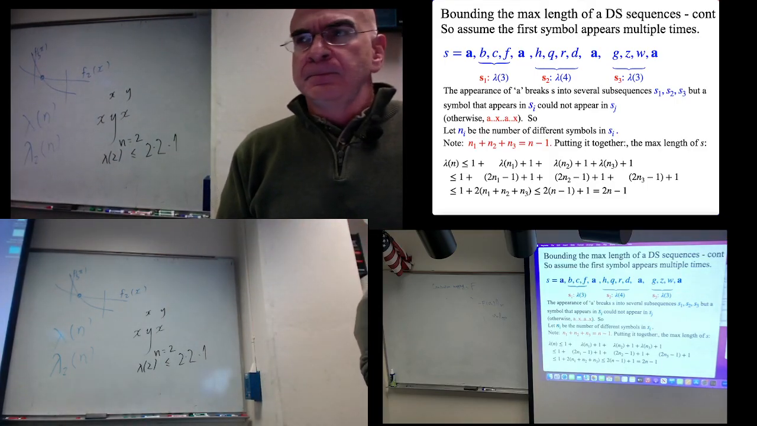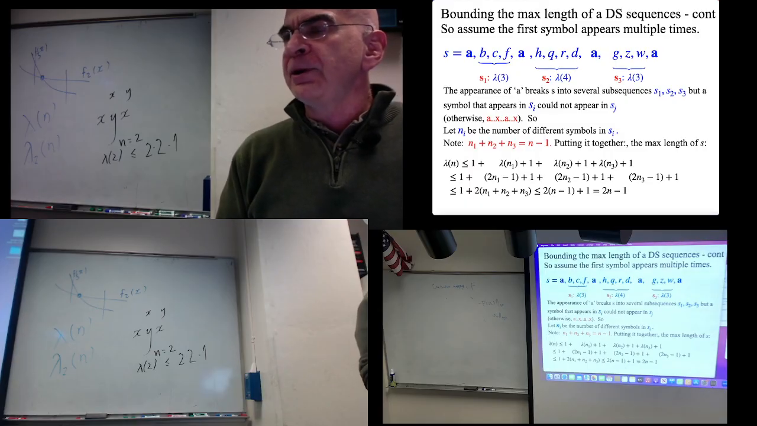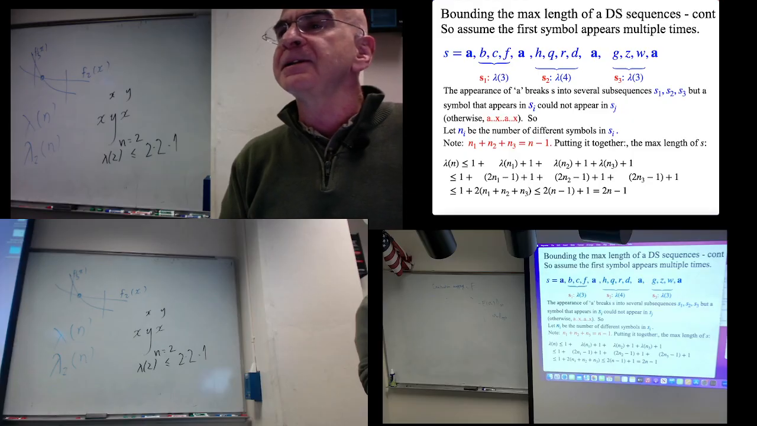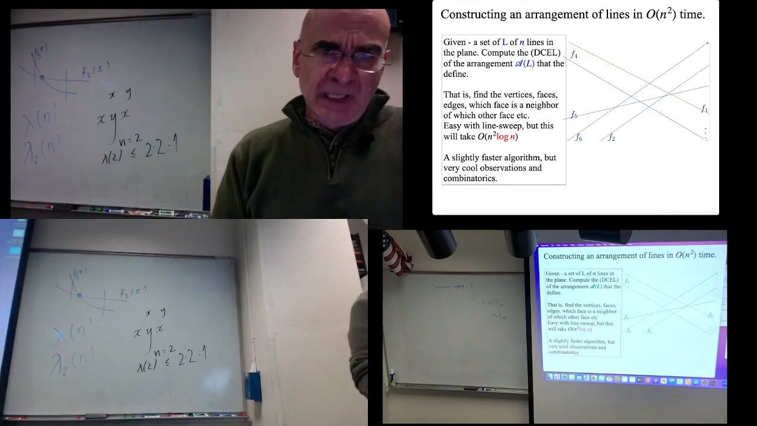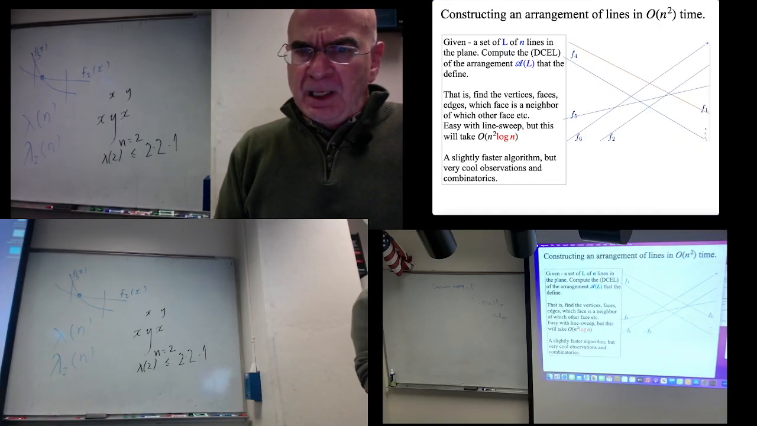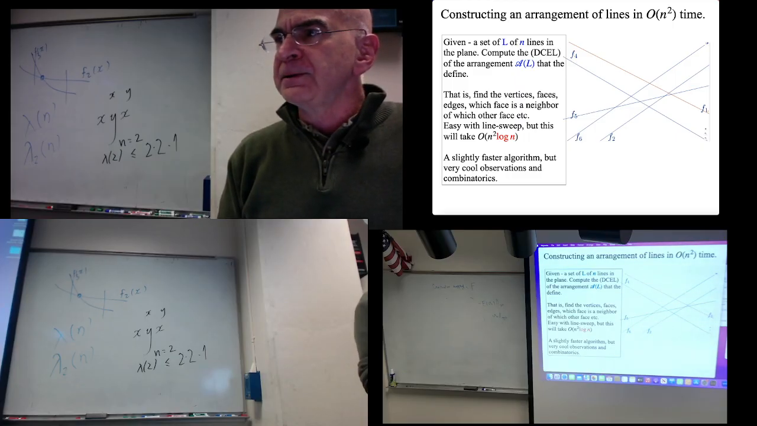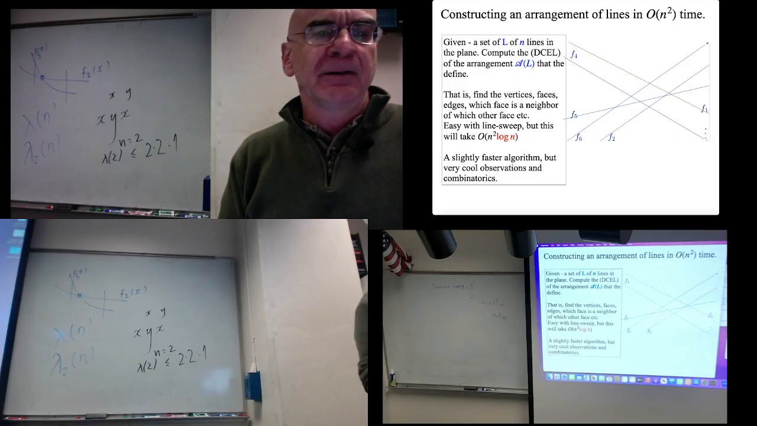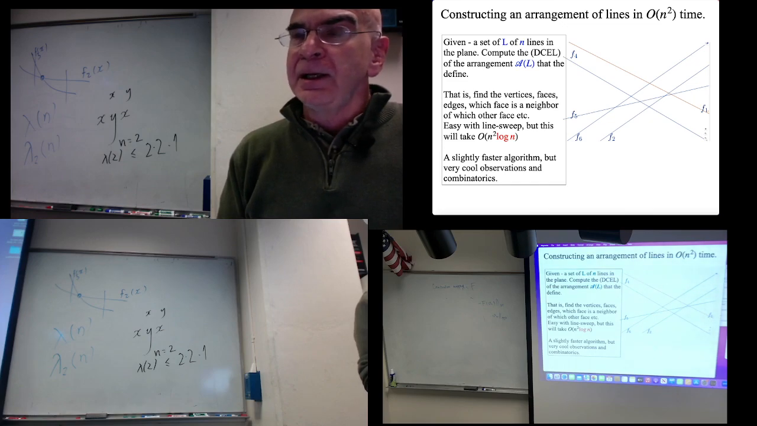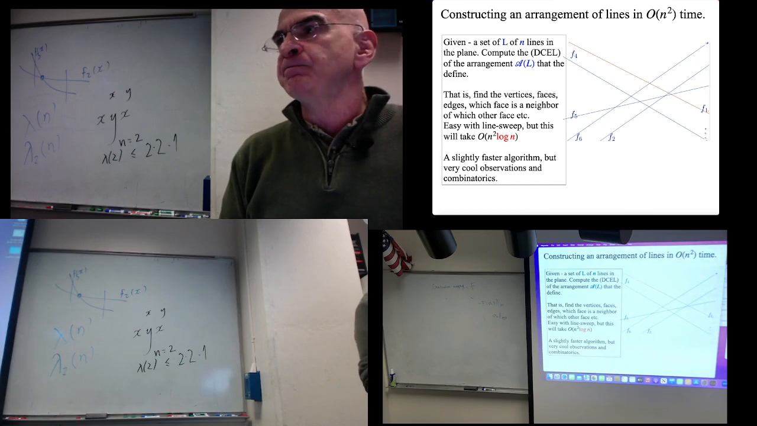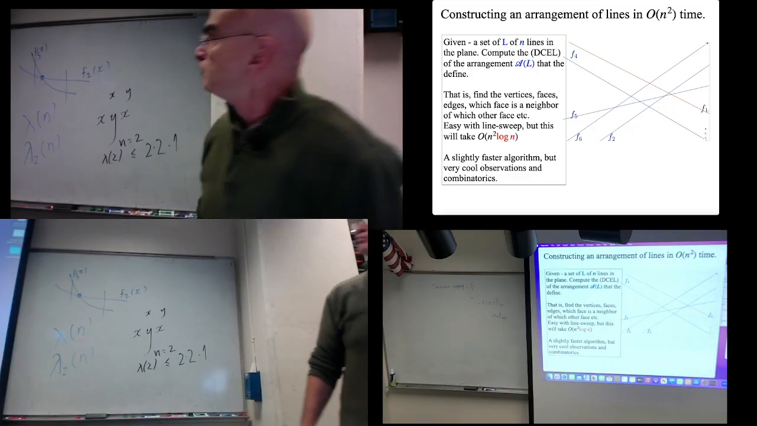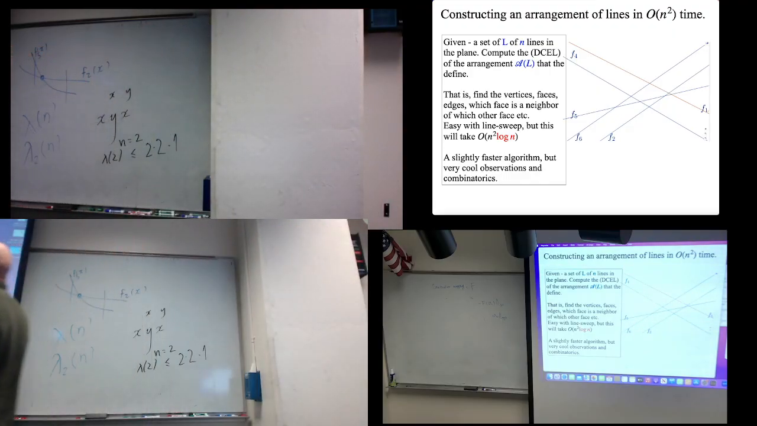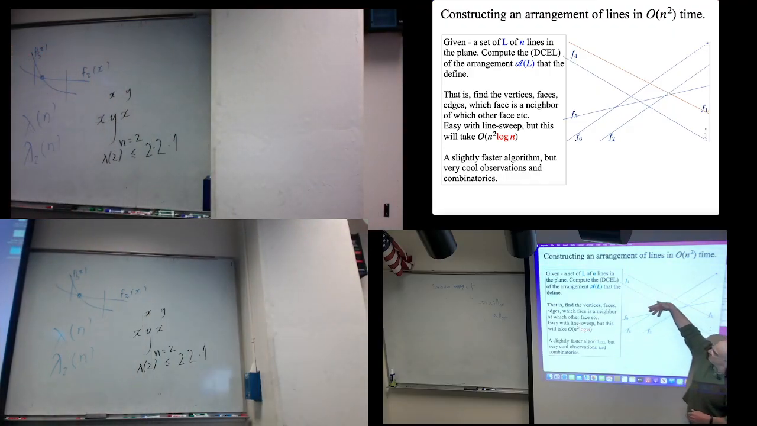Good. Now we have a theorem about symbols, and what does it do? What does it have to do with this course? So I have a set of lines. Somebody gave me a set of lines, and I want to create the map that these lines define. We have various ways to think about such a map.